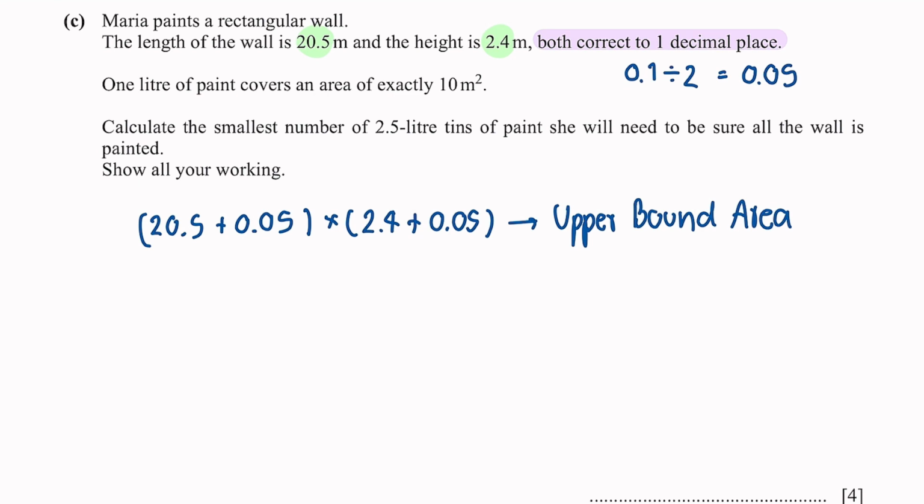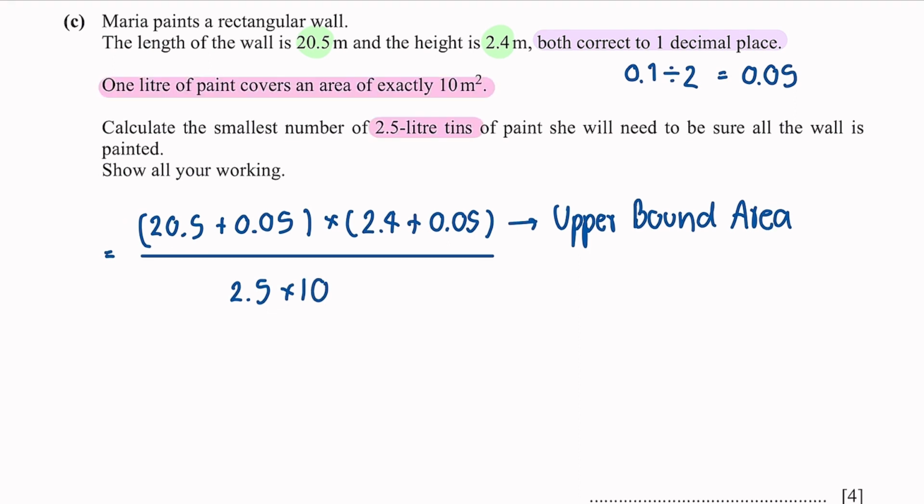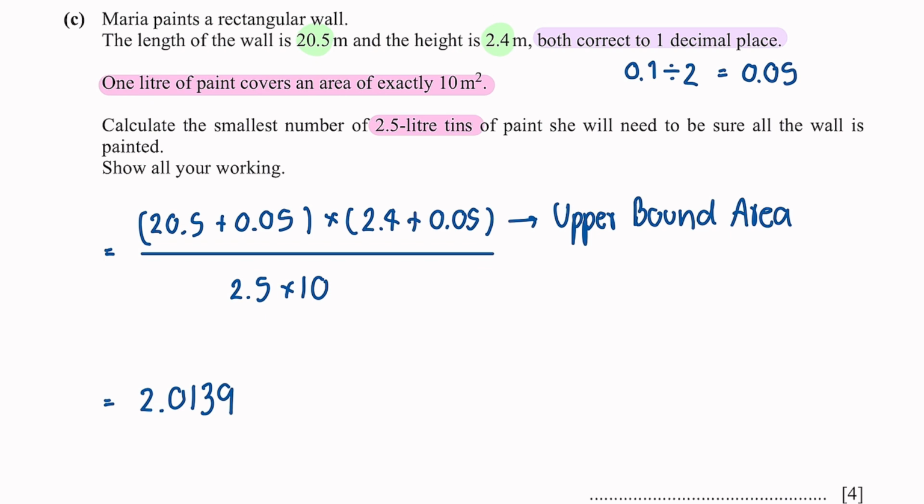And then you will have to divide this area by 2.5 multiplied by 10, and the answer is around 2.0139. Well, the answer is around 2, but you have to answer 3 because if you answer 2, it won't be enough for this one. Therefore, the answer is 3.